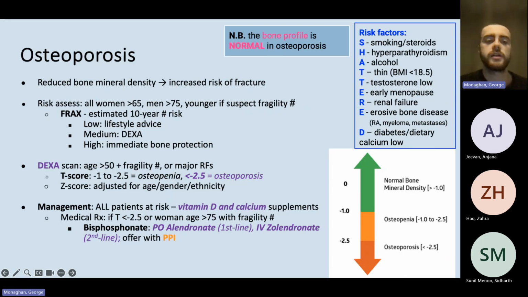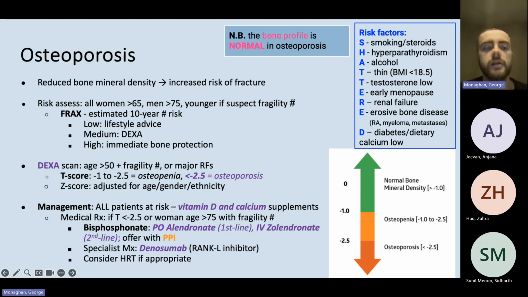So oral alendronate is first line, and IV alendronate is second line, and we always give them with PPIs, and that's because of the side effects of bisphosphonates. They can cause ulceration of the stomach lining and reflux. So you want to avoid that by giving PPIs.